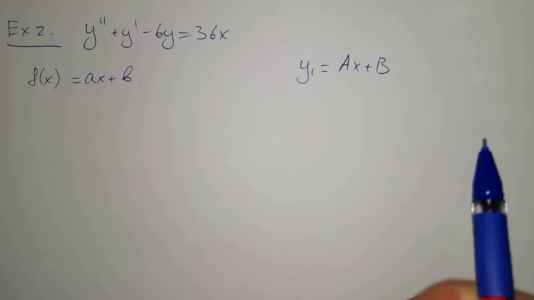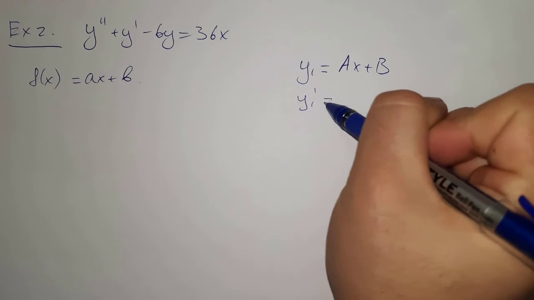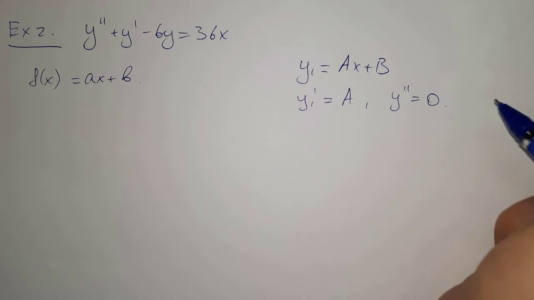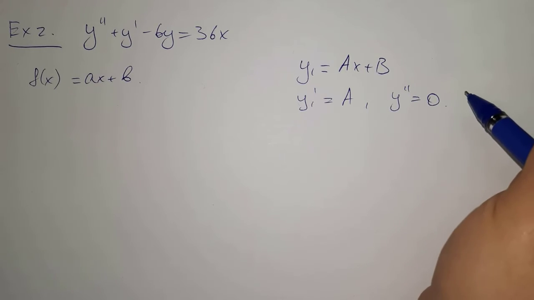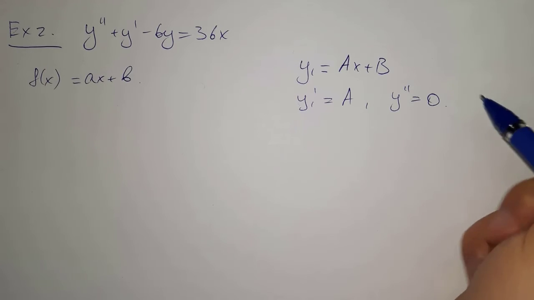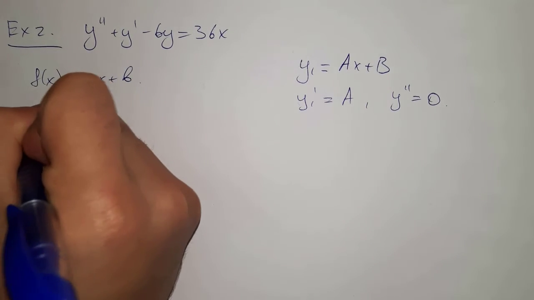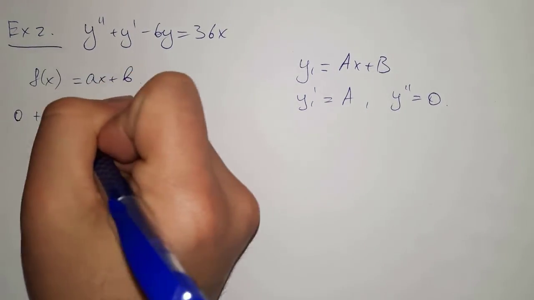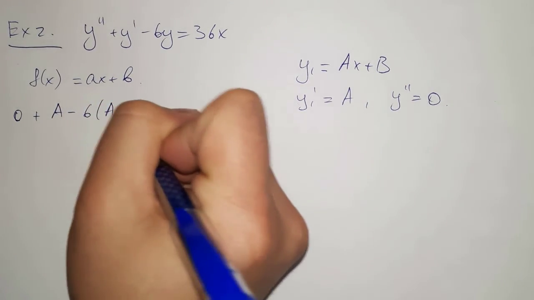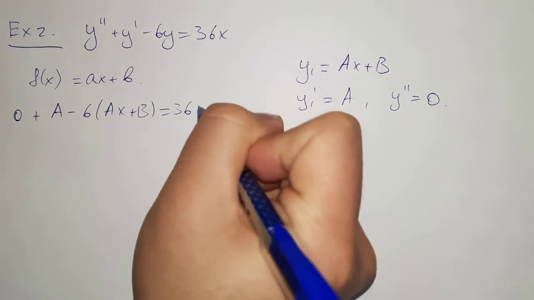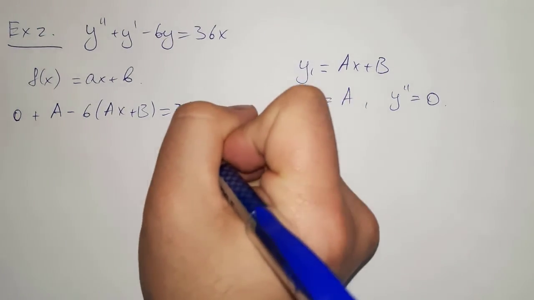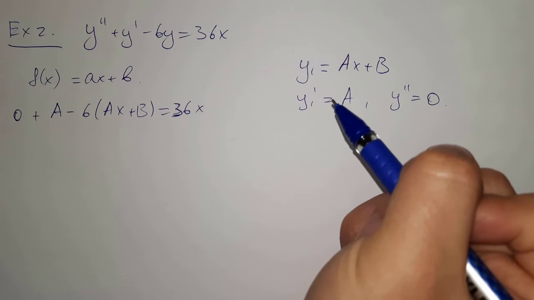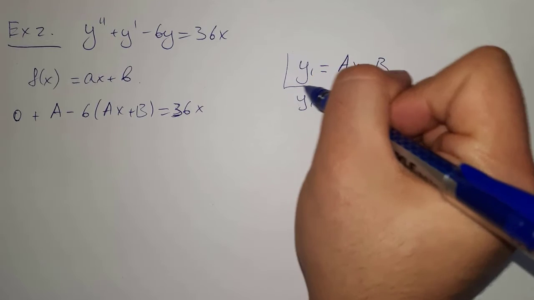The derivative of y1 is just a, and the second derivative is 0. Now let's substitute this into our given differential equation, and we'll have here 0 plus y prime, which is a, minus 6 times ax plus b equals 36x. This is the second method which we mentioned earlier. So using this method we can find this particular solution.